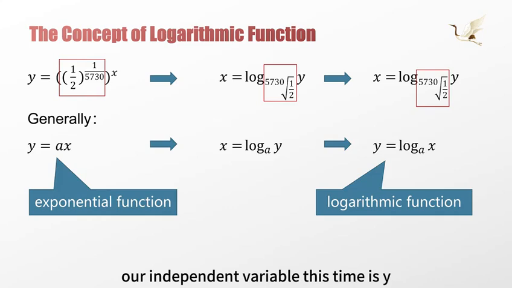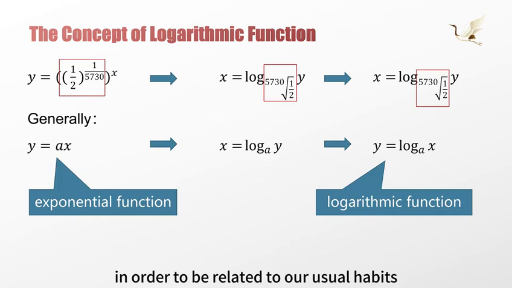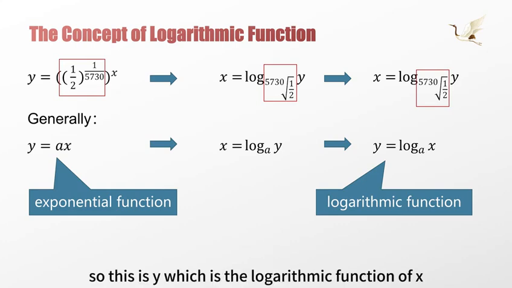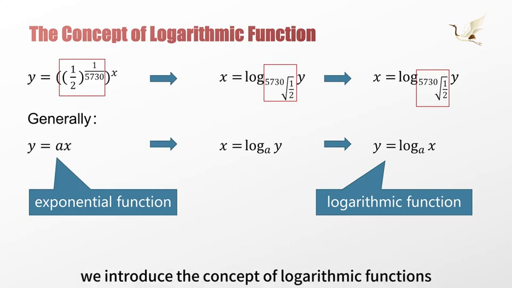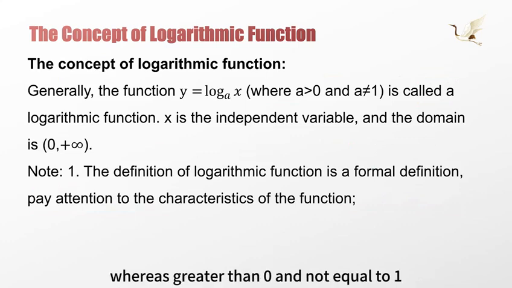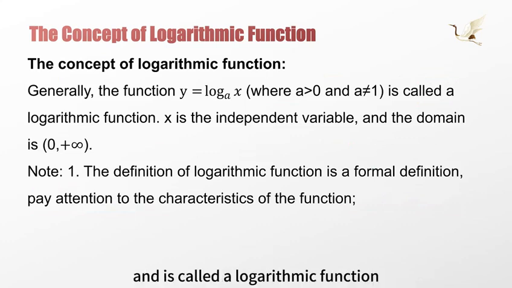Our independent variable this time is y, and the variable is x. In order to match our usual habits, we rename the independent variable x and the variable y, thus obtaining our expression, y equals the logarithm of x with a as the base. We call this y the logarithmic function of x. We introduced the concept of logarithmic functions. The general function y equals log base a of x, where a is greater than 0 and not equal to 1, is called a logarithmic function.